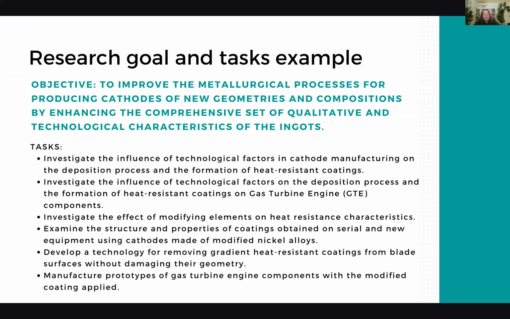So the objective was to improve the metallurgical processes for producing cathodes of new geometries and compositions by enhancing the comprehensive set of qualitative and technological characteristics of the ingots. So here we have two parts of the objective. The first part, improving metallurgical processes for producing cathodes of new geometries and compositions. That's the purpose of the work.